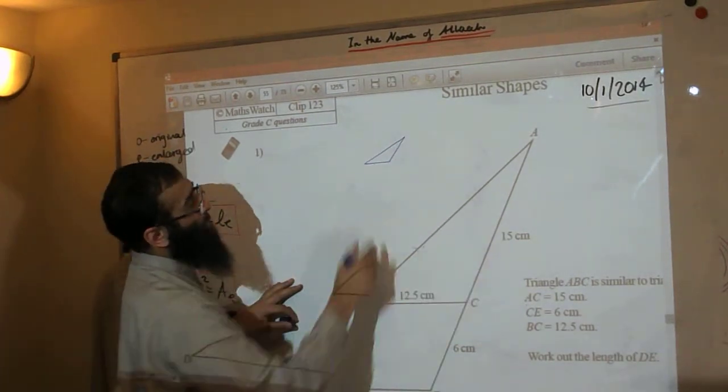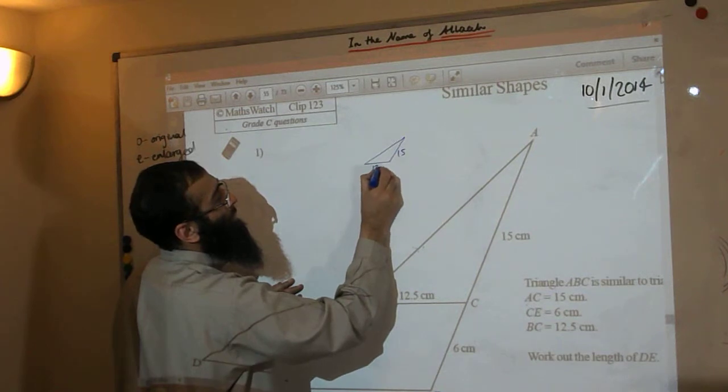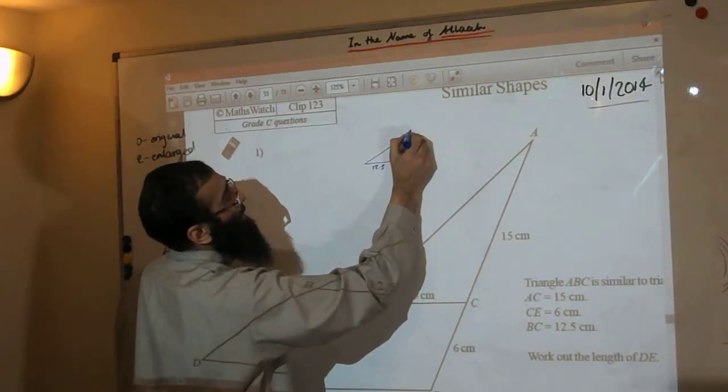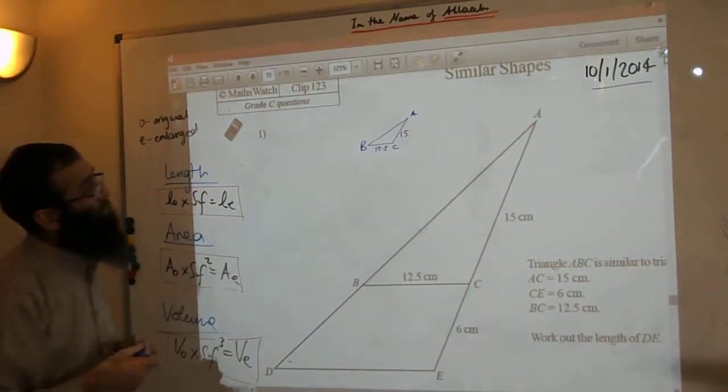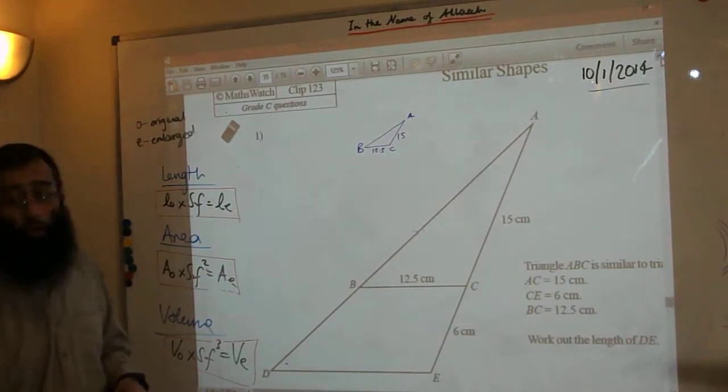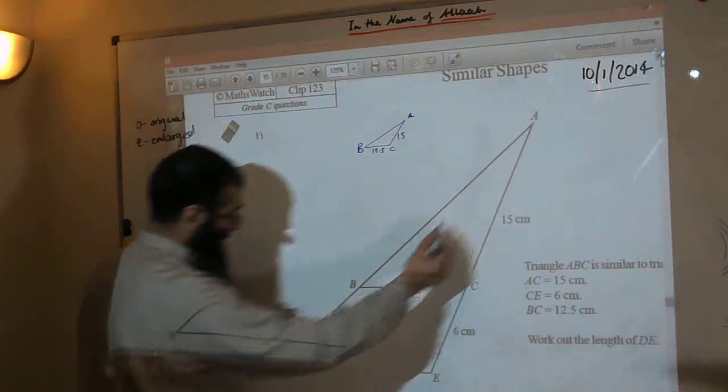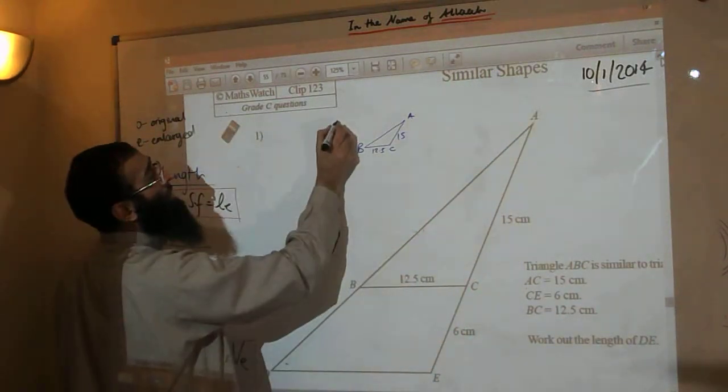So 15, 12.5. So that's A, that's C, and that's B. Okay, and then we can draw the big one out. A, D, E.